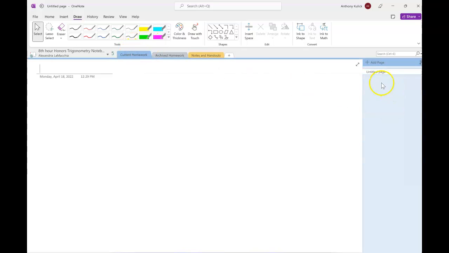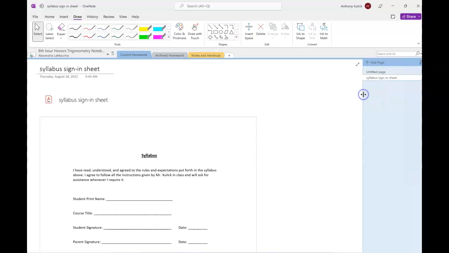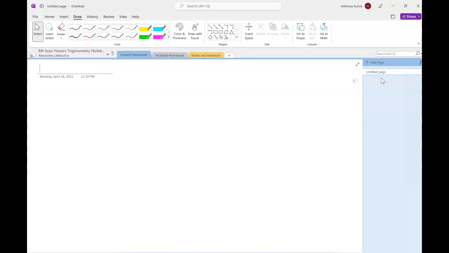So for you guys, I would move that syllabus sign-in sheet into the current homework section because you're going to fill that out and turn that in, and that's where it's going to go for the turn-ins for me. That's where I'm going to see it. Okay?